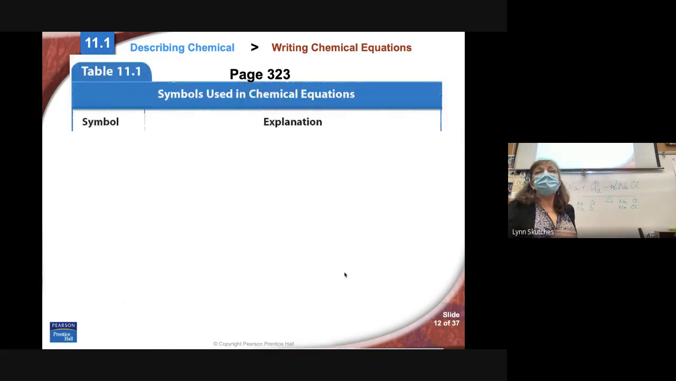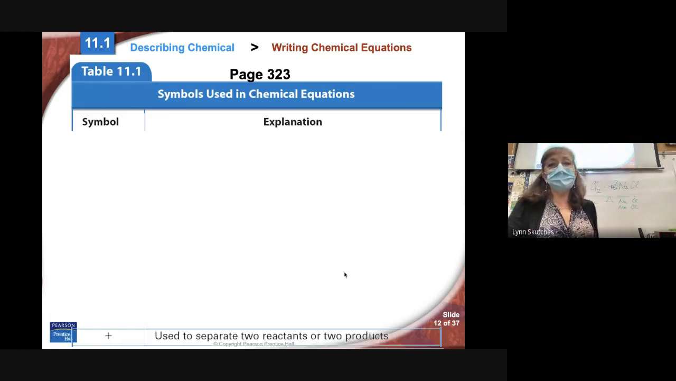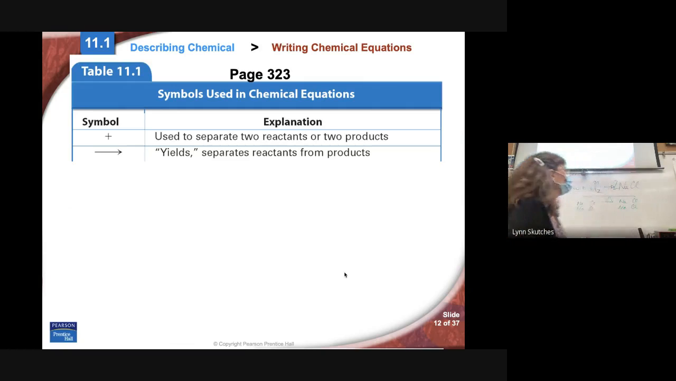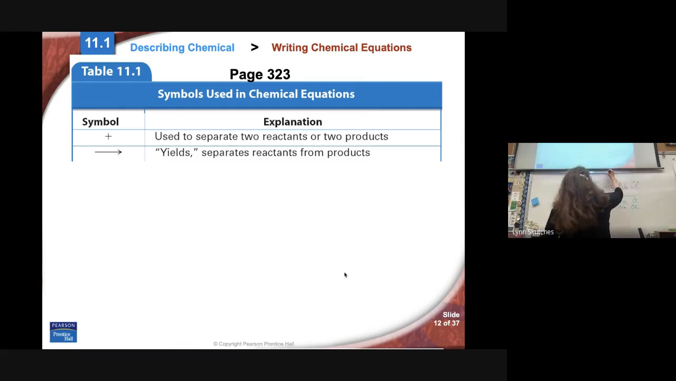All right, so this is out of your textbook, but again, these are symbols that you need to know. Plus, I mean, it's pretty obvious, I think. You're adding things together, or they're both there. Always remember that for the arrow, it's not equals, it's yields, it's produces, forms, generates, makes, but not equals. All it does is separate what you're starting with and what you're ending with.